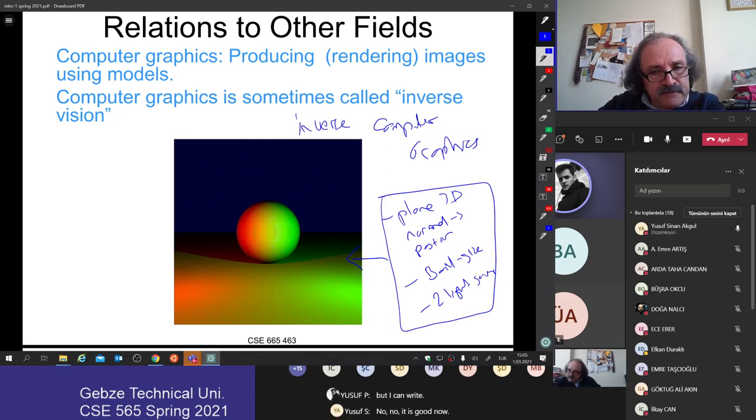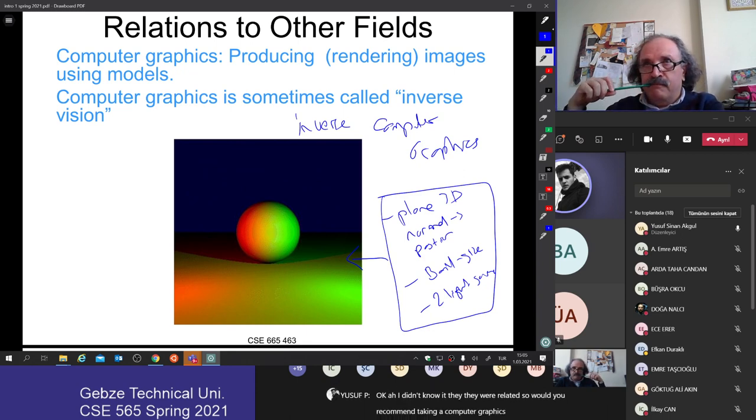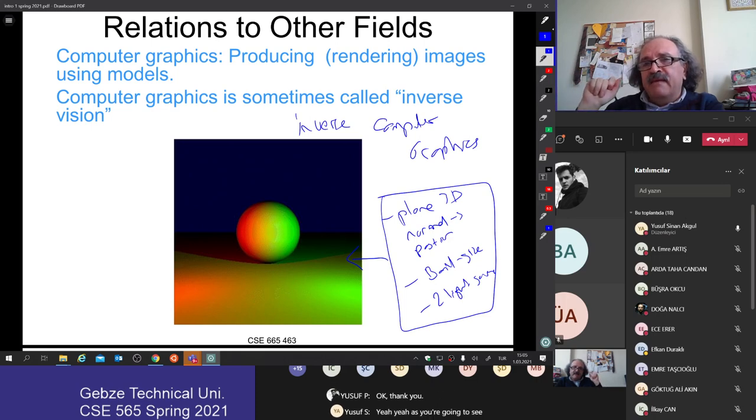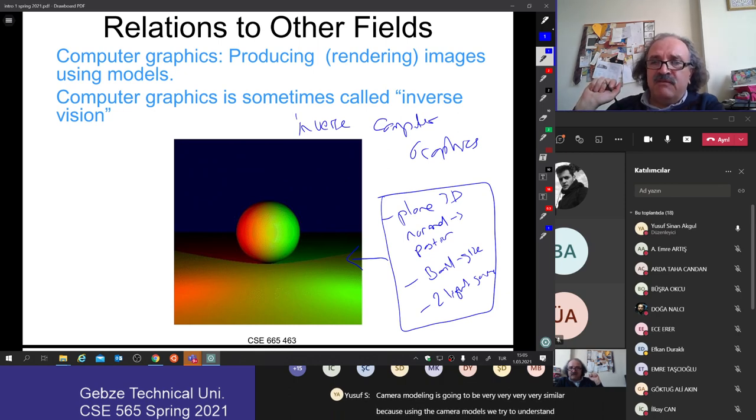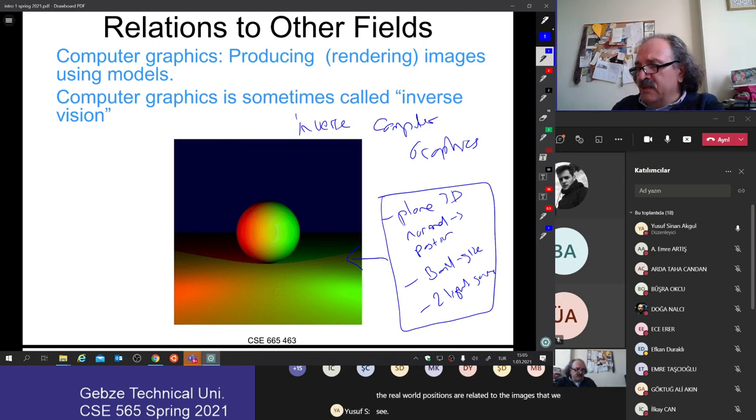I didn't know they were related, so would you recommend taking computer graphics with this lesson? Yeah, it would be a perfect fit. As you're going to see, camera modeling is going to be very, very similar. Because using the camera models, we try to understand how the real world positions are related to the images that we see. Computer graphics people use the camera models to model how to produce those graphics. So they are very, very related.